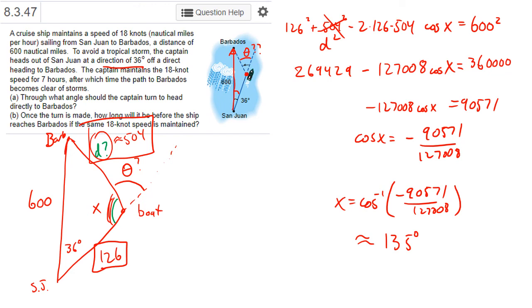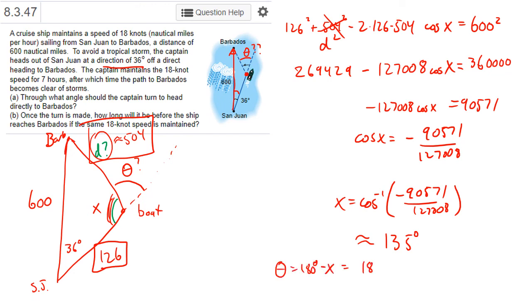But that was not how I need to turn. Okay, remember, this angle that we just found was here. It was x. This theta is how I need to turn the boat. So if this angle, I'm up in the diagram now, this angle is about 135, how far do I need to turn? Well, theta is just 180 degrees minus x.